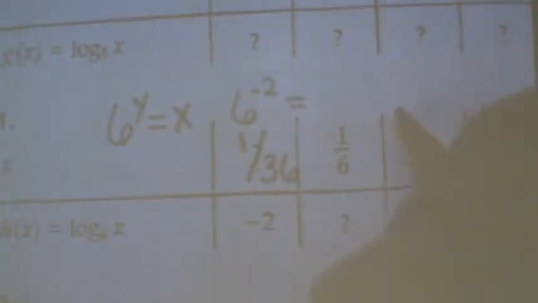Now, in this one, they're giving you x is 1/6. So you have 6 to the y power equals 1/6. What would y have to be? Negative 1. Good job. How about if x is 1? If I had a 1 here, what would y have to be? 0. Ooh, this next one, 216. Is it 3? 6 to the 3rd power? Yep. Good job.